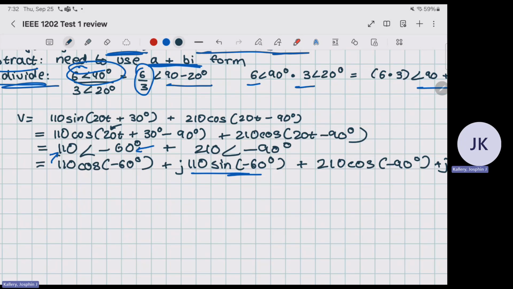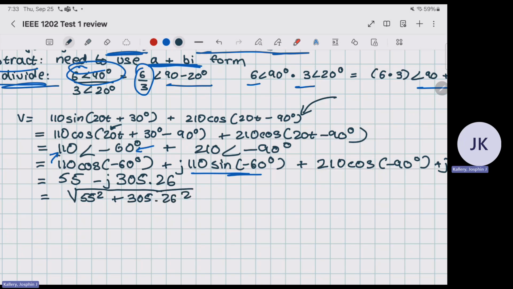Then once we have that, you just combine them, and you should end up with something like 55 minus j305.26. And then you would want to convert this back to a phasor if you want to write it in the same format. To do that, you first need the magnitude, or the radius. You do 55 squared plus 305.26 squared. That gives you the radius or the magnitude. Then you want to find the angle.